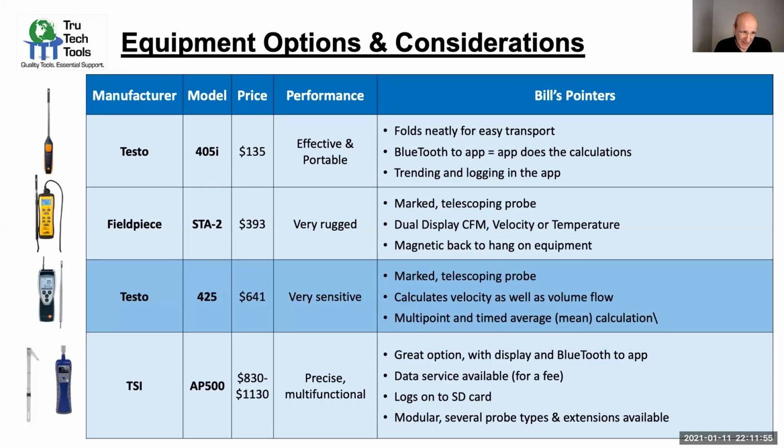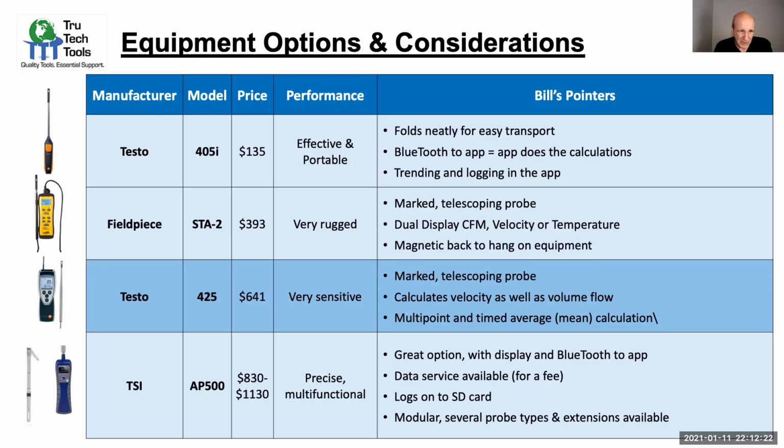Different tool options are available, anywhere from things like smart probes, a Testo 405i, which folds pretty neatly for easy transport. It connects directly to an app by Bluetooth, and the app does the calculations for you. By the way, all these prices shown here are list prices for the product, circa January 2021, and you can often get these products for a little bit less money if you shop around. TruTech's a good source for them, of course.